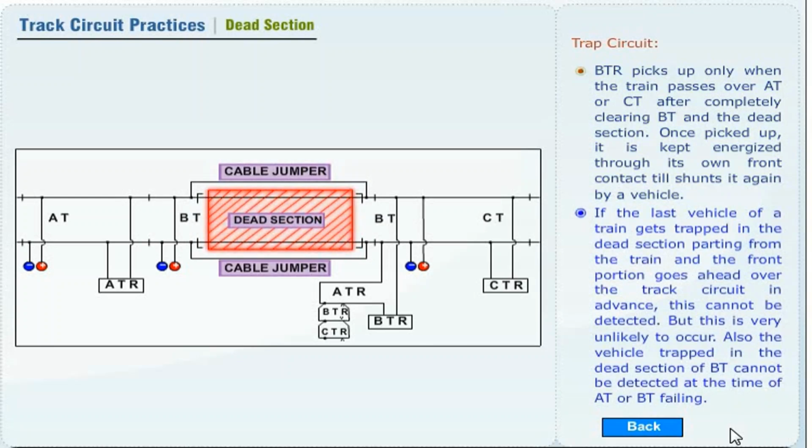If the last vehicle of a train gets trapped in the dead section, parting from the train, and the front portion goes ahead over the track circuit in advance, this cannot be detected, but this is very unlikely to occur. Also, the vehicle trapped in the dead section of BT cannot be detected at the time of AT or BT failing.